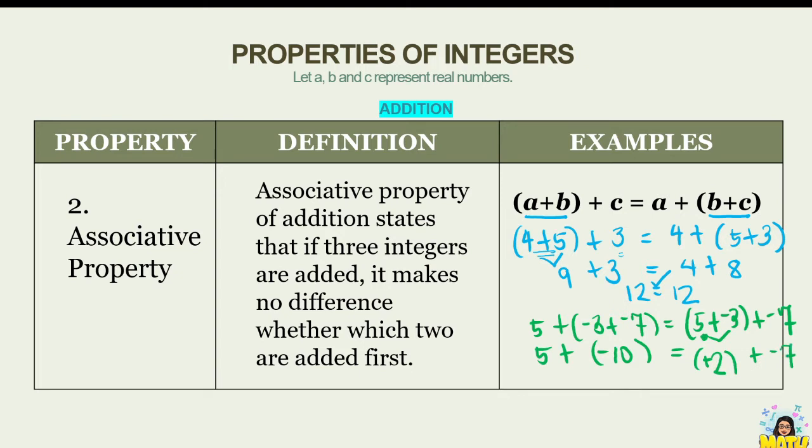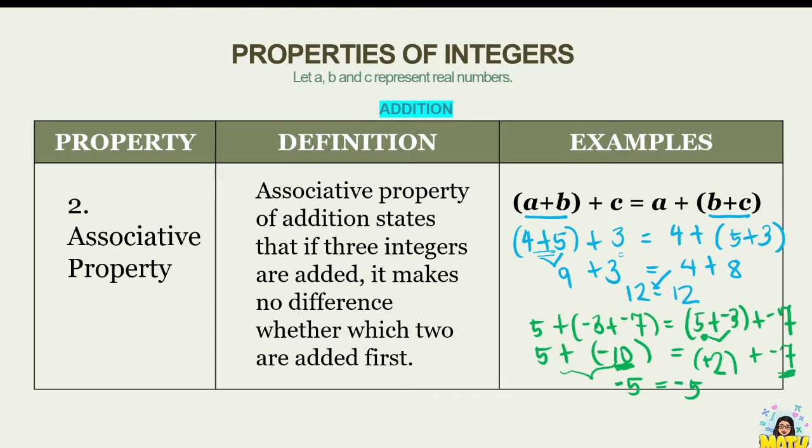Plus negative 7. So dito sa left side, 5 plus negative 10, opposite signs ulit, subtract 10 minus 5, that's 5, and copy the sign of the higher absolute value. So that's negative. While here, 2 plus negative 7, opposite signs ulit, subtract 7 minus 2, 5, and copy the sign of the higher absolute value, which is negative.